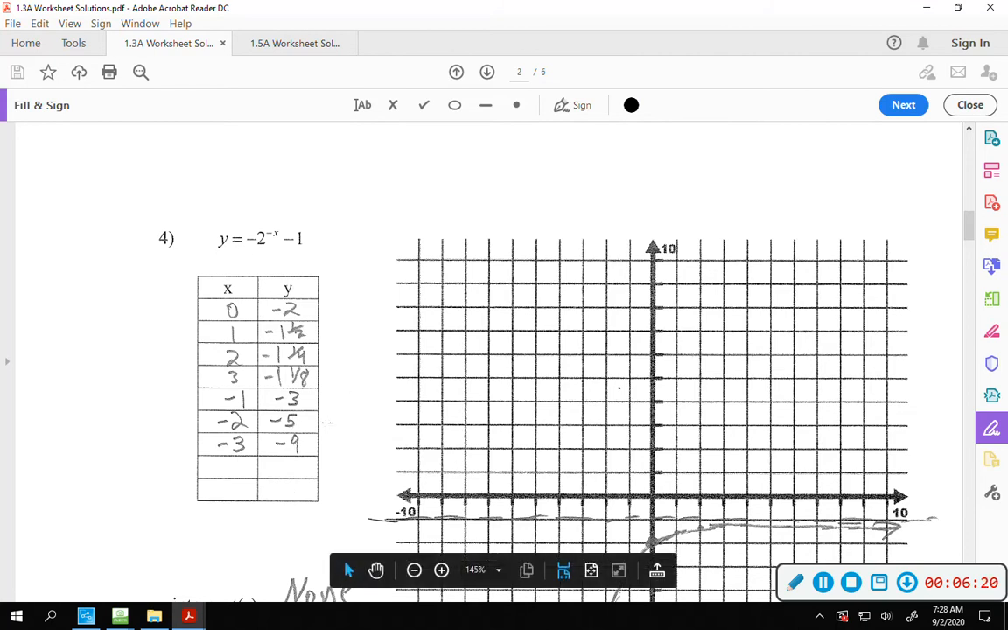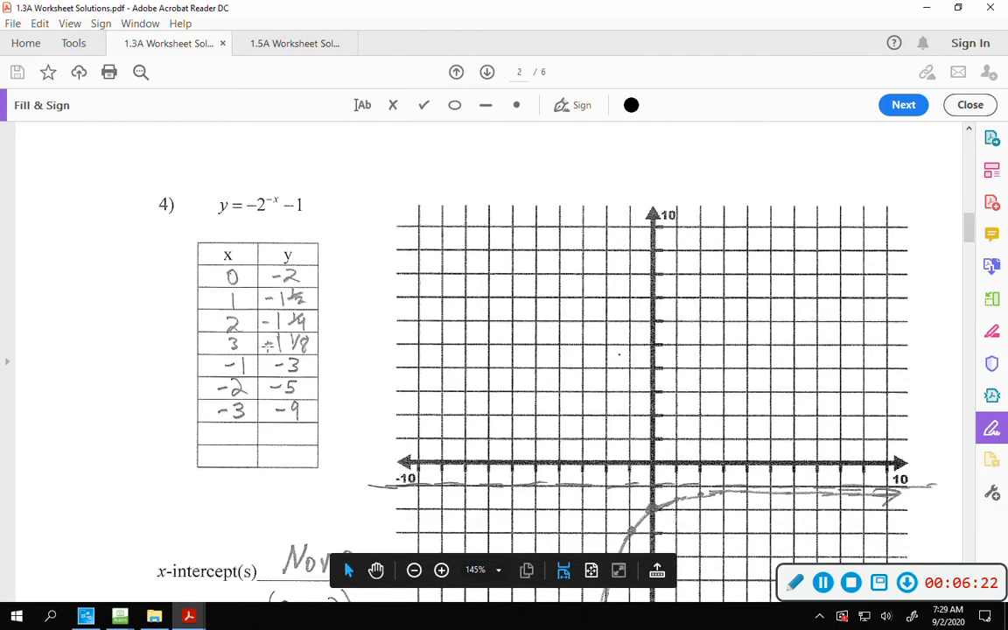We plot those points and we recognize that the larger the x value became, the closer this value is getting to negative 1. As a matter of fact, if we would have done 4, we would have gotten negative 1 and 1/16. Right? We'd get even closer to it. It's getting closer and closer and closer to that horizontal asymptote.